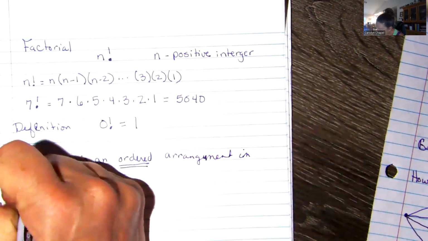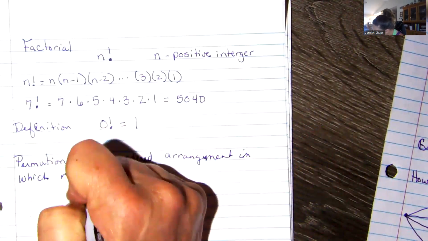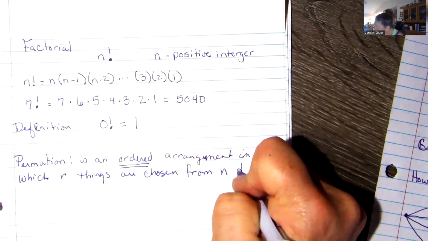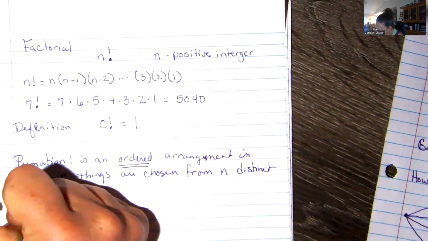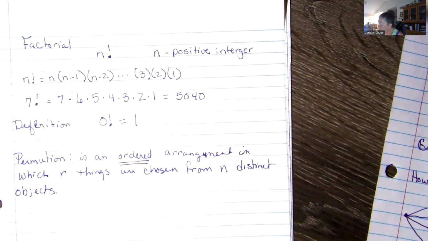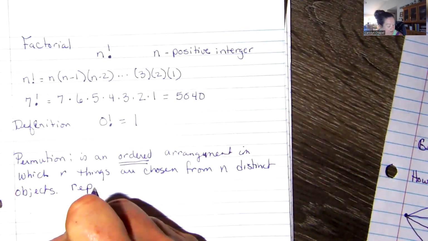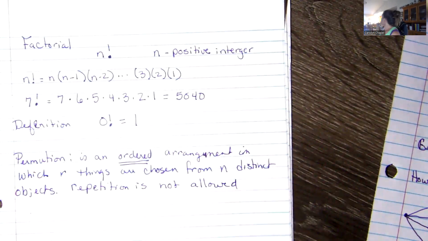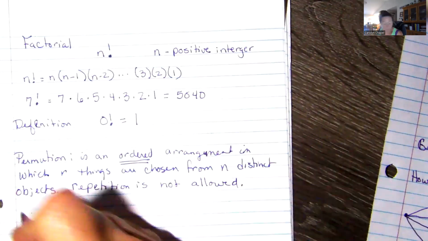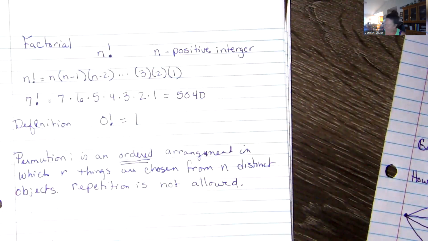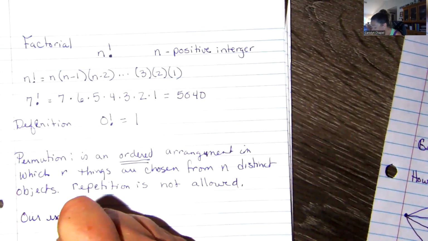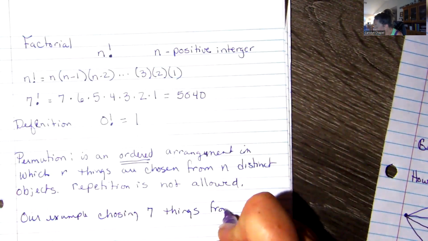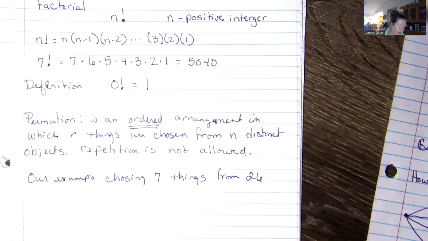In which our things are chosen from n distinct objects. Okay. And also, when we're talking about a permutation, repetition is not allowed. So for example, in this problem we just did, we had those 26 letters, and we were choosing 7 things from the 26. So that kind of helps us out a little bit.